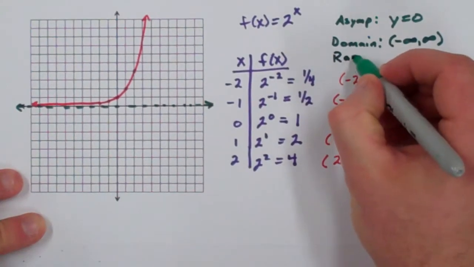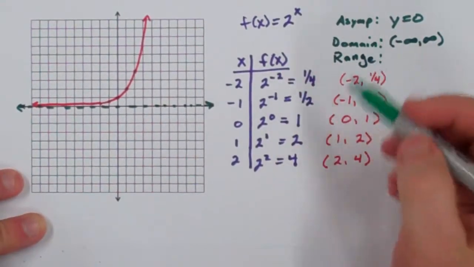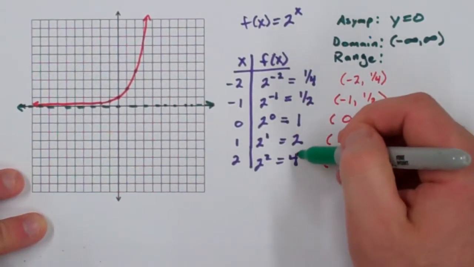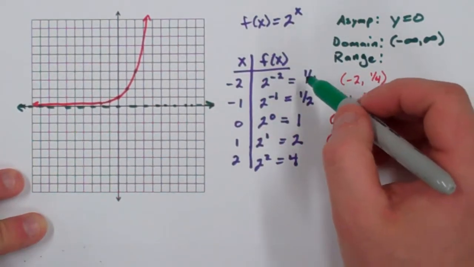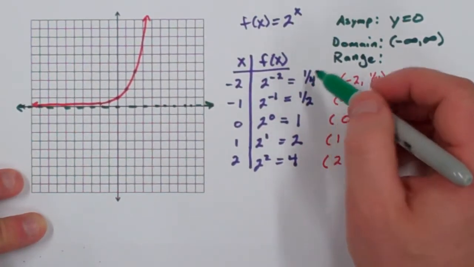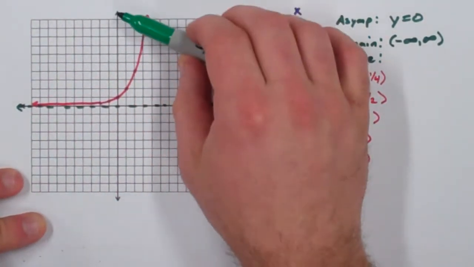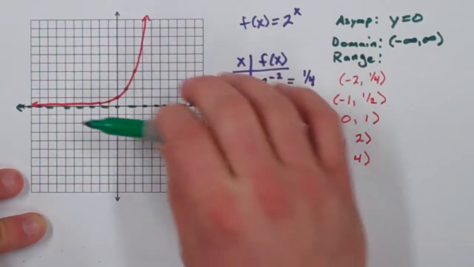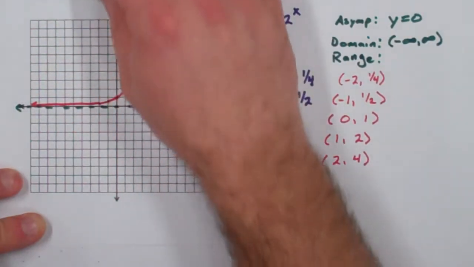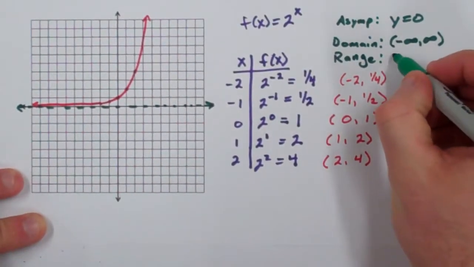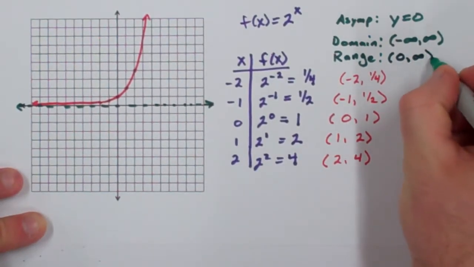If we take a look at the range, these are the outputs, or the f of x side here, and you can see that these are all positive numbers. Even if x is really negative, the output will never be negative. The graph exists from this value up, again in terms of y only for the range. So if the graph exists for every value that's greater than 0, we can write our range in interval notation as 0, infinity.